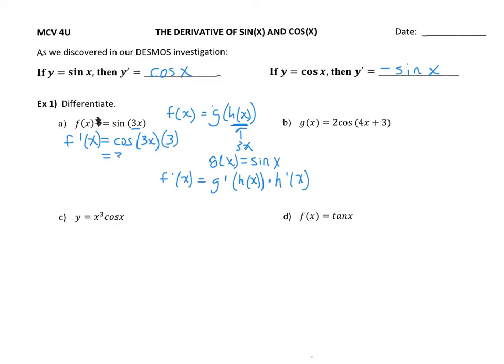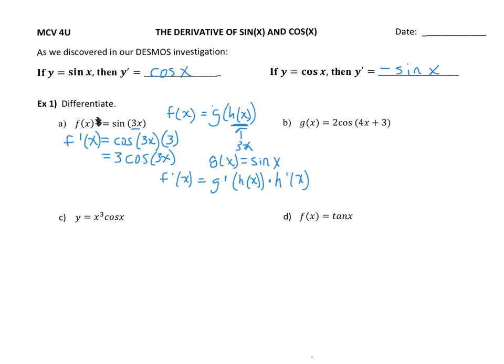Now, your back of the book will likely put that constant 3 in front because it's the cos of 3x being multiplied by 3. It doesn't mean the cos of 3x times 3. It's the cos of 3x multiplied by 3. So just be clear on that.